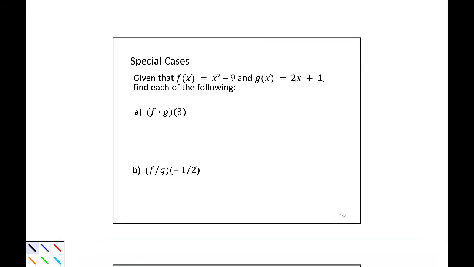Now let's take a look at some special cases with combinations of functions. Given that f of x equals x squared minus 9 and g of x equals 2x plus 1, find the following. Well, by definition, f times g of 3, which is what we're first tasked with finding, is f of 3 times g of 3.